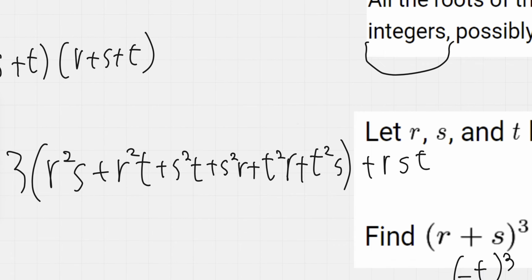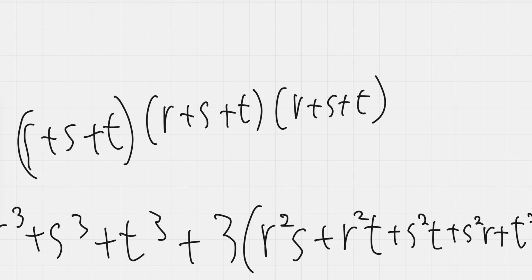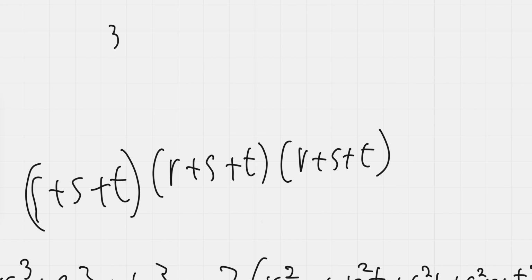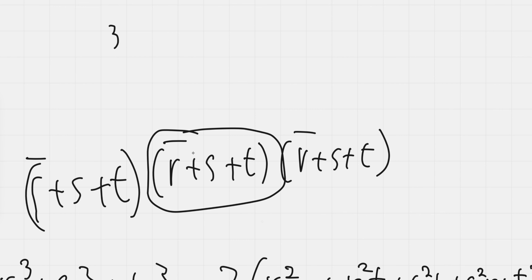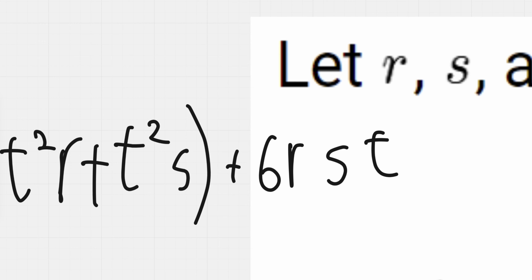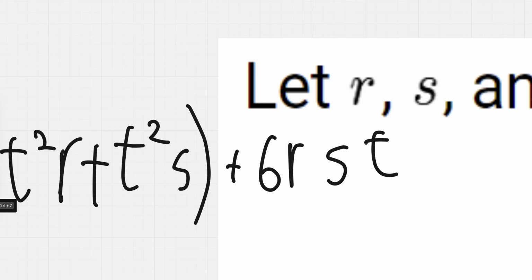How many of those will you have? Well, you have 3 choices of R. You can pick that R, or that R. But then once you pick an R, like from here, you can't pick the S from there, right? So you have to pick an S from there or there. So you have 2 choices of S, and then in the same way you only have 1 choice of T. So it's going to be plus 6RST. Alright?